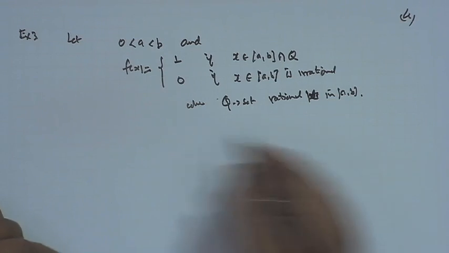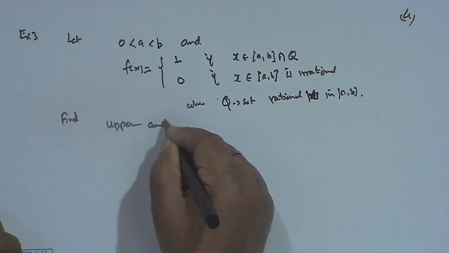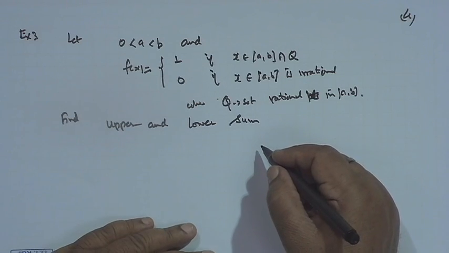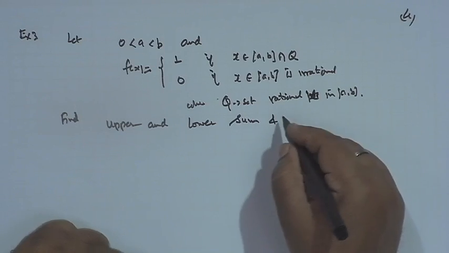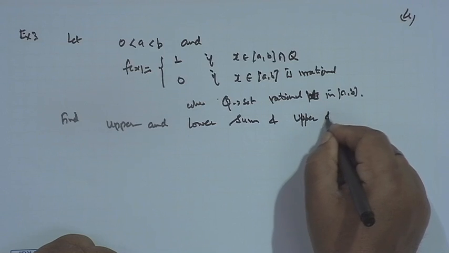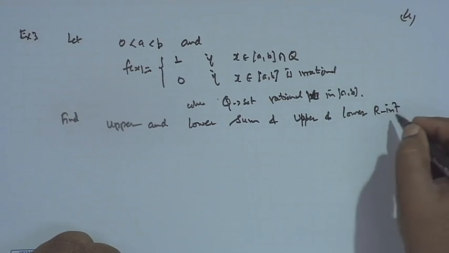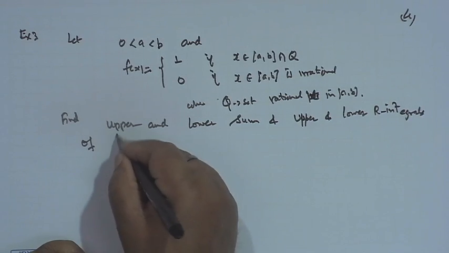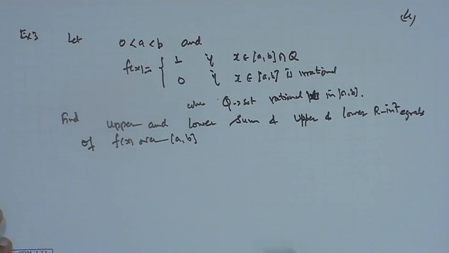Now, find the upper and lower sums, and the upper and lower Riemann integrals of the function f x over the interval a b. Okay, so, let us see the solution.